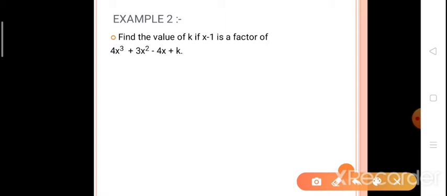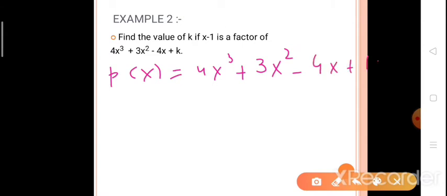So here we have to take that into consideration. Let us start the solution here. Let me write first p of x is equal to 4x cube plus 3x square minus 4x plus k, right? So x minus 1 is the factor, so x minus 1 is equal to 0 here. So x is equal to 1.